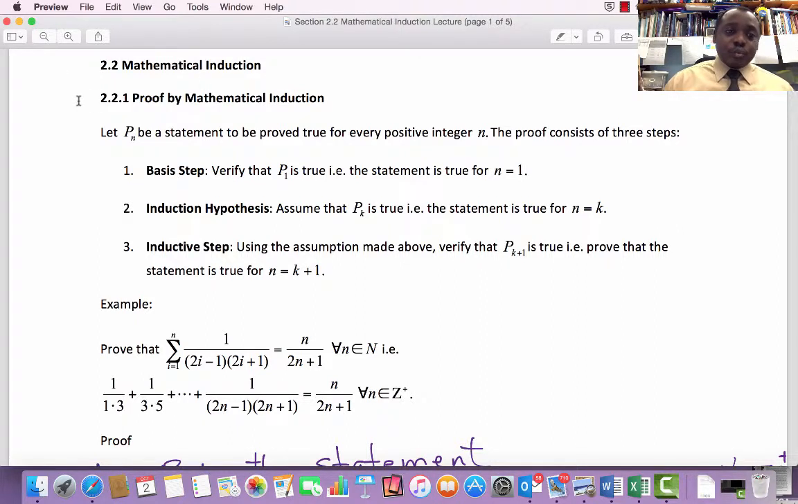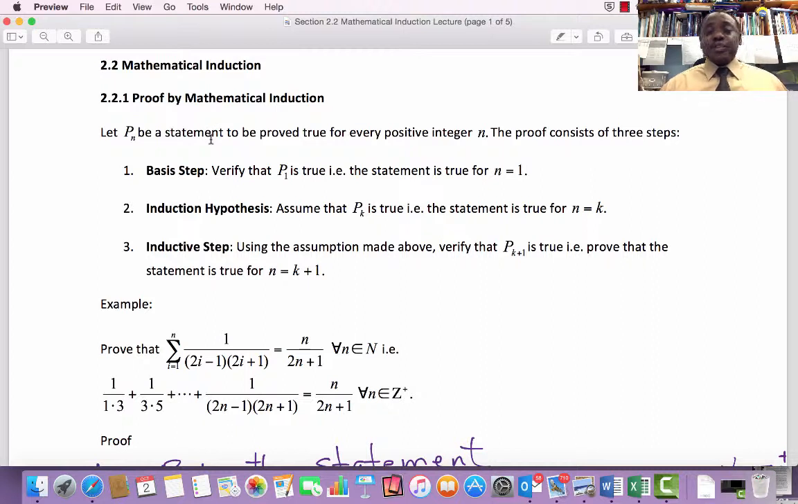Subsection 2.2.1, Proof by mathematical induction. Let Pn be a statement that we desire to prove true for every positive integer n. The proof consists of three things. Number one, we verify that P1 is true. That is the basis step, i.e., we have to prove that Pn is true for n equals 1. Step 2, induction hypothesis. We assume that Pk is true, i.e., Pn is true for some positive integer k.